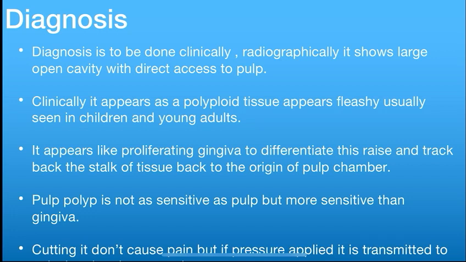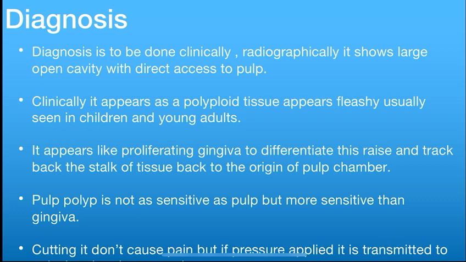Diagnosis. The diagnosis of pulp polyp is mostly made clinically. Radiographically, it shows a large open cavity with direct access to the pulp. Clinically, it appears as a fleshy tissue. It's polypoid and fleshy, most commonly seen in children and young adults.